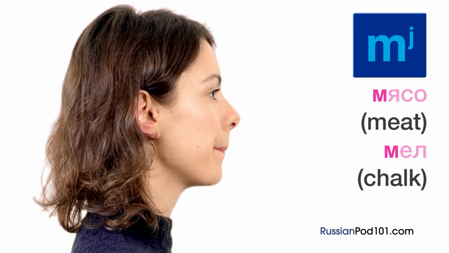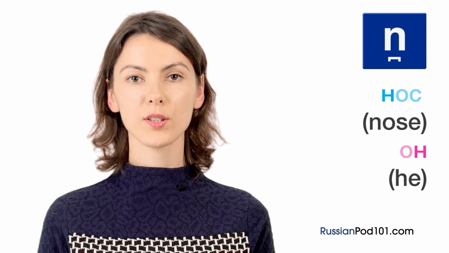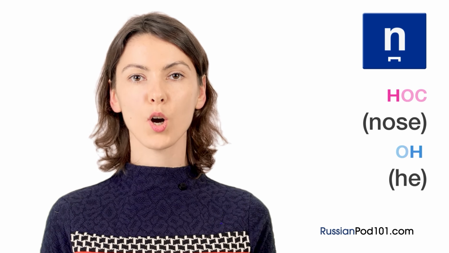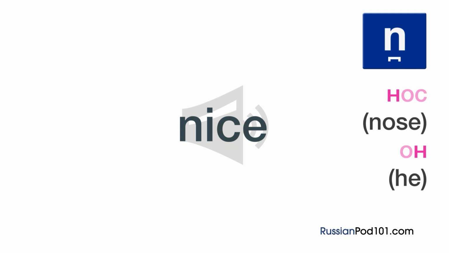The next consonant is Н. Нос. Он. Like the N in the word nice, except in Russian the N sounds a little heavier.